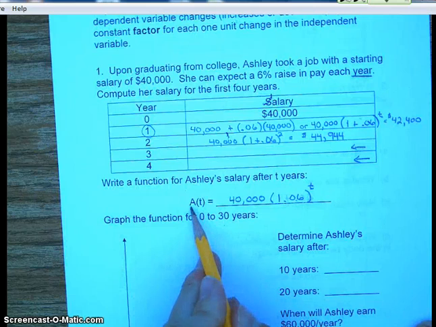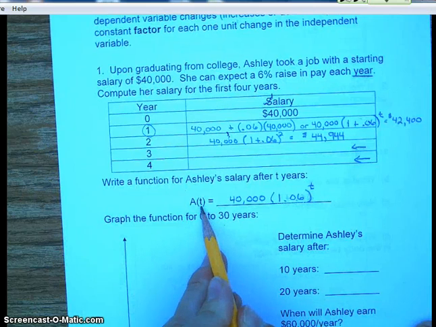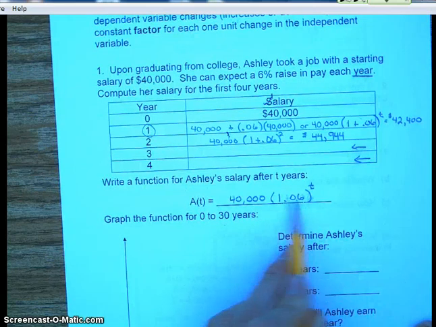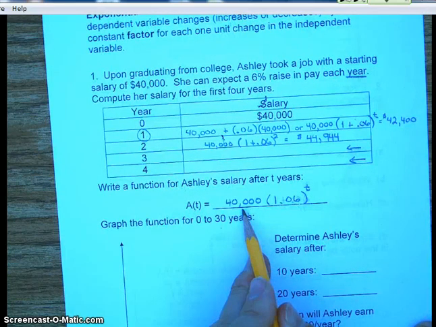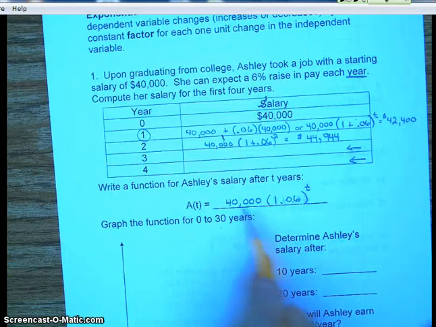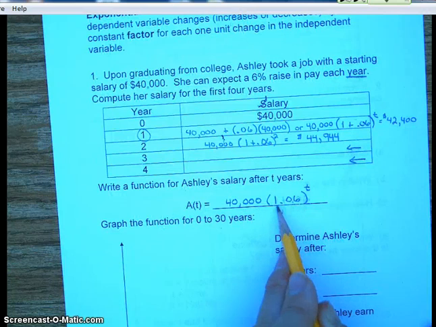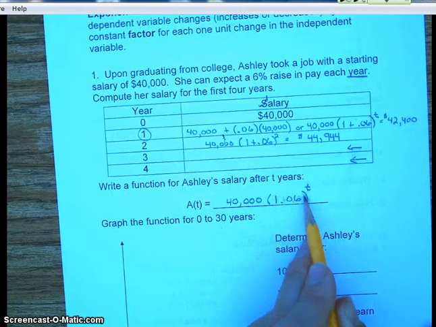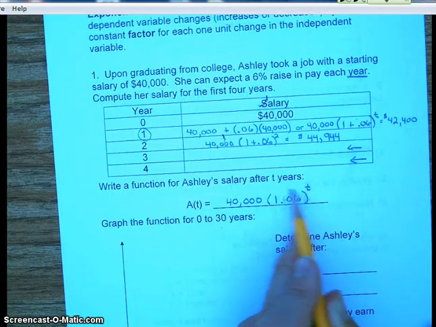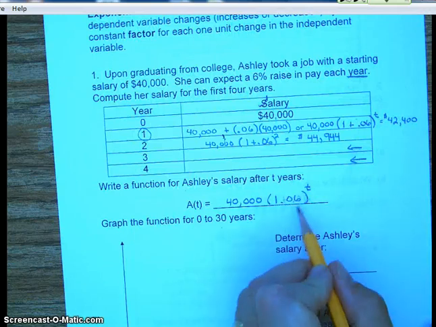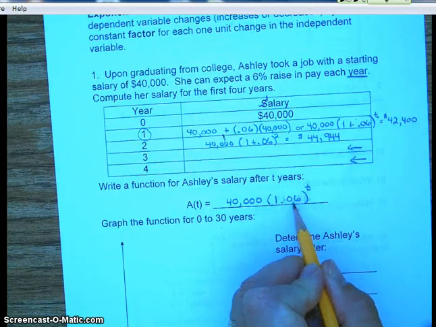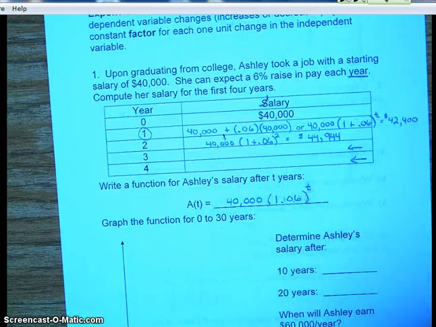So, in order to find Ashley's salary in terms of t, we would use this formula right here. Again, the A value is your starting amount. She started off at $40,000. Since the base is greater than 1, it's a growth. Remember, growths are any base greater than 1. The growth rate is 6%, and t is your time.